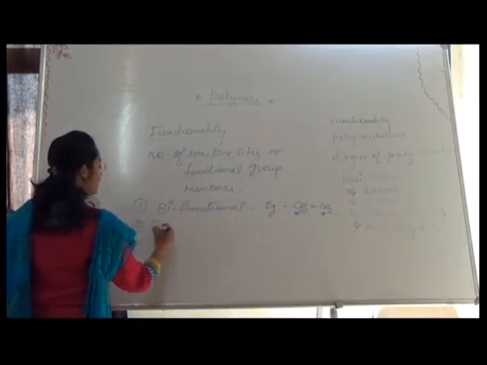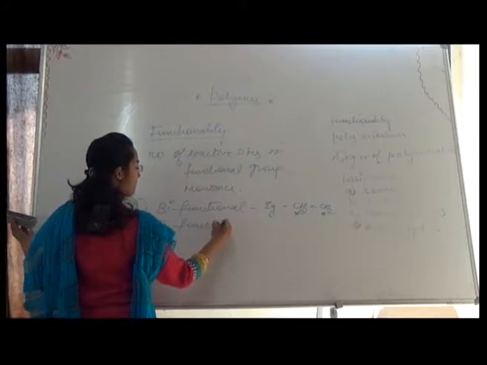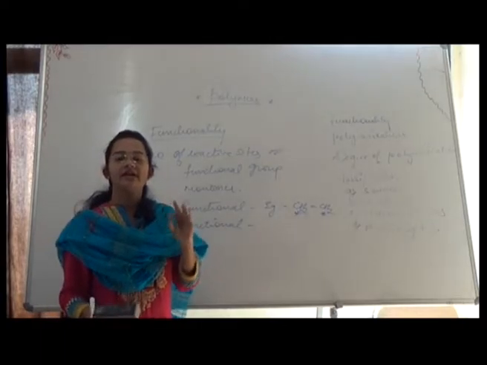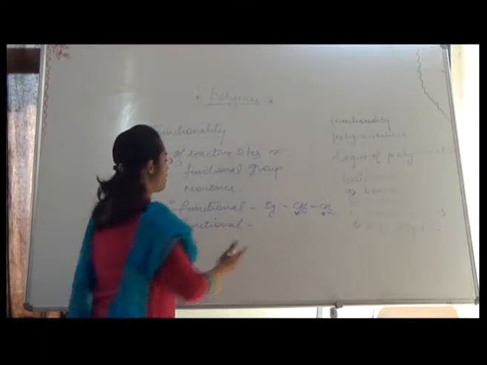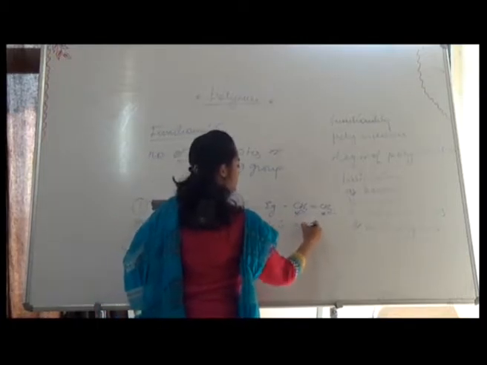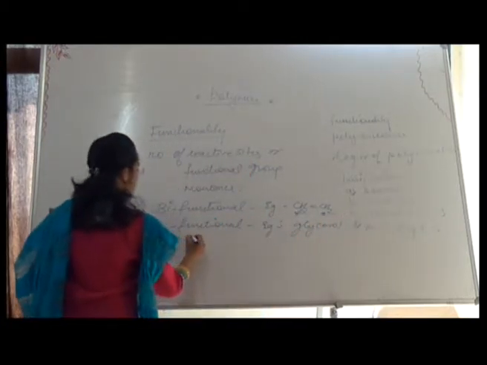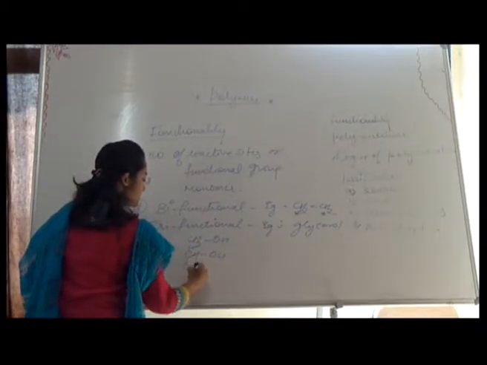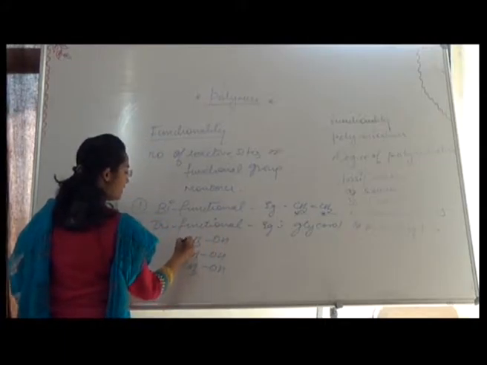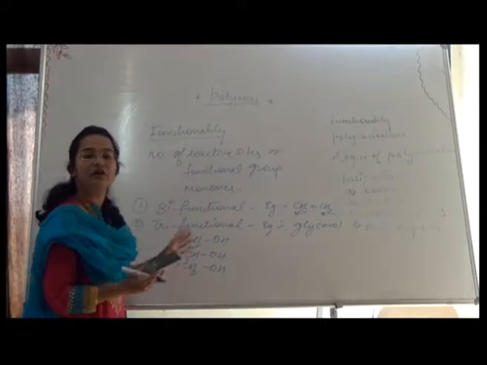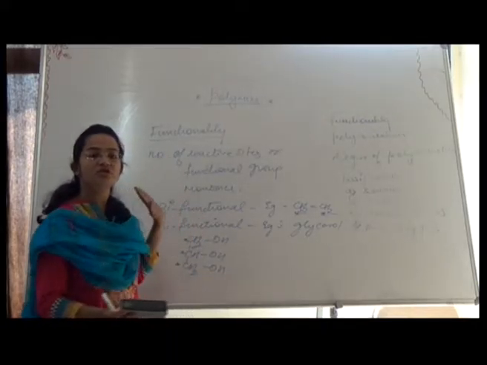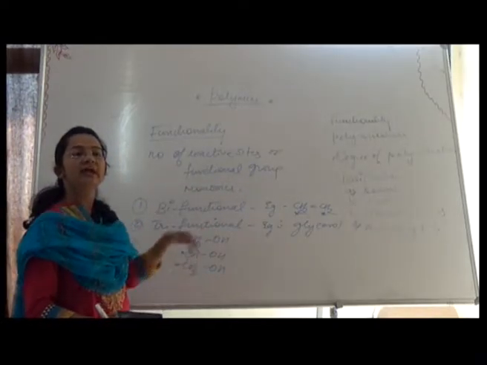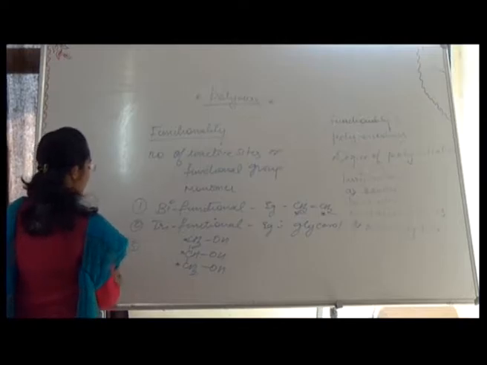The next one is trifunctional. In case of a trifunctional, again there are three reactive sites or functional groups. For example, we can take glycerol. Okay. So, you can see that CH2OH, CHOH and CH2OH. These are the three active sites or functional groups where the polymerization can take place. So, if in a monomer there are three functional groups, it can be termed as a trifunctional.